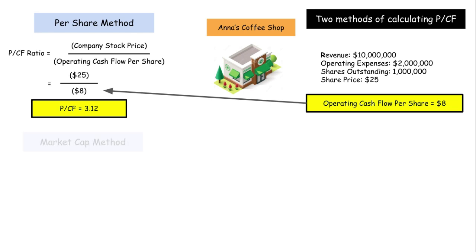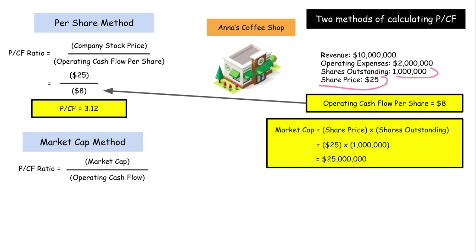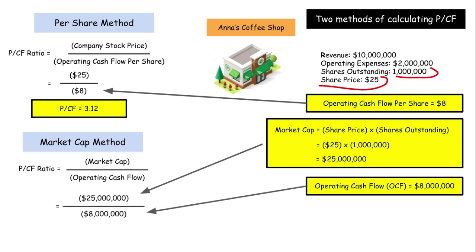The second method for calculating the price-to-cash flow ratio is the market cap method. With this method, we divide the market cap of Anne's Coffee Shop by the shop's operating cash flow. To calculate the market cap, we simply multiply the share price of $25 by the number of shares outstanding, which is 1 million. The calculation is $25 million. The operating cash flow, as we previously calculated, was $8 million. Plugging the market cap and operating cash flow into the equation gives us a value of 3.12, the same value we calculated using the per-share method.